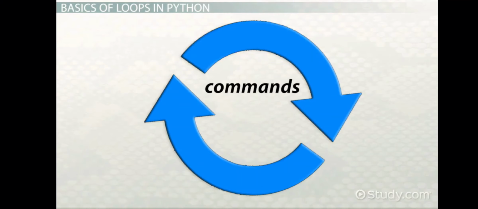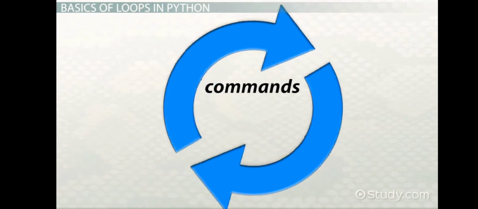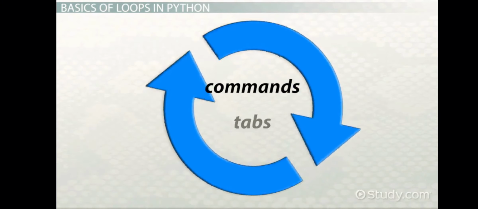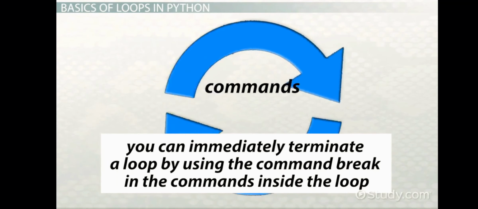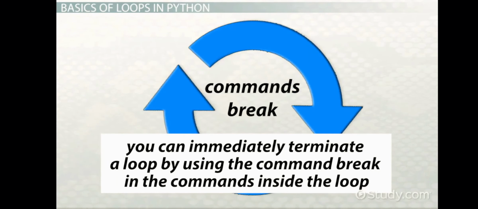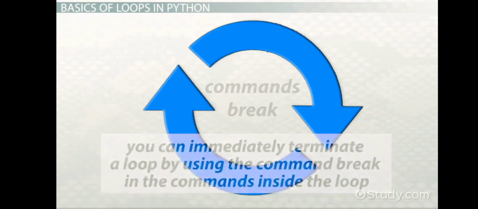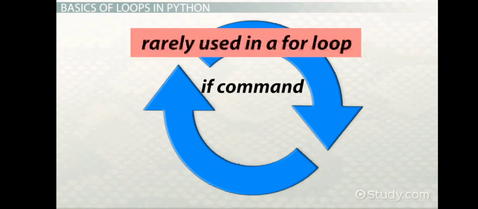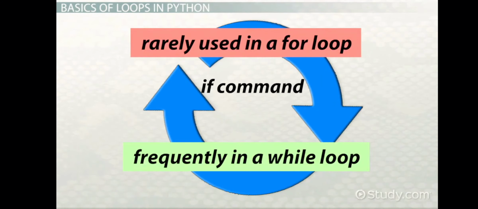The commands inside a loop, i.e., the commands that will be executed during each loop iteration, are defined in Python by the indentation, the number of tabs before the command. You can immediately terminate a loop by using the command break in the commands inside the loop. Usually, such a command is used after testing a condition, frequently, but not always, with an if command. This is rarely used in a for loop, but it's used frequently in a while loop.